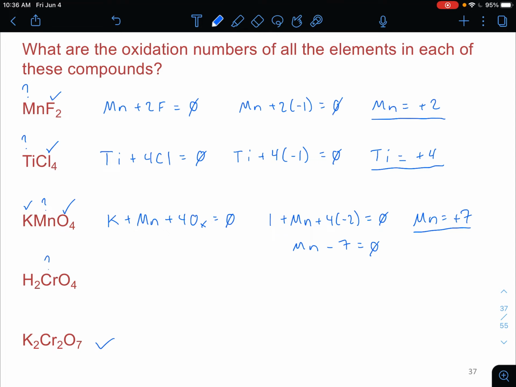H2CrO4. So it'll be chromium, our transition metal that we don't know, hydrogen and oxygen that we do know. So now this would be 2 times hydrogen plus chromium plus 4 times oxygen equals 0. That will become 2 times 1 plus chromium plus 4 times -2 equals 0. And this would turn into chromium minus 6 equals 0. So chromium equals +6. Okay, we already did K2Cr2O7. I guess I just copied it over and didn't notice.